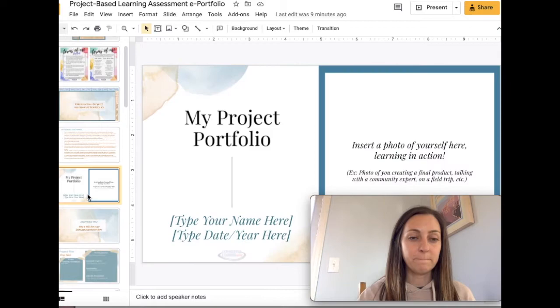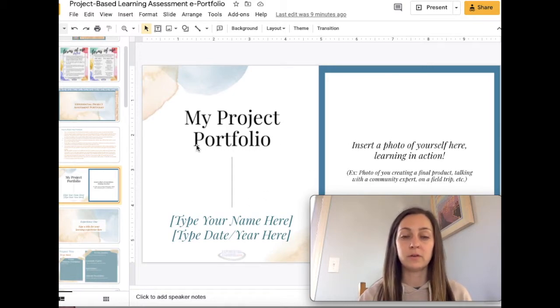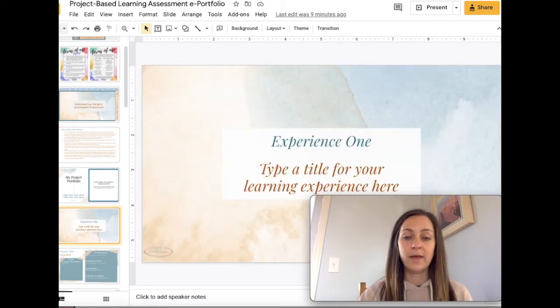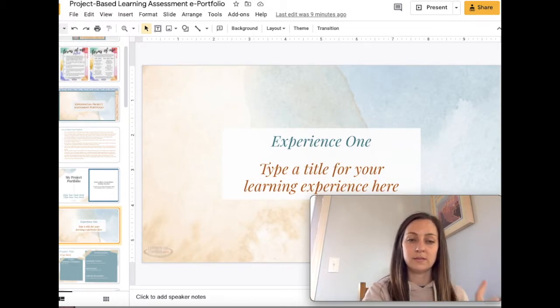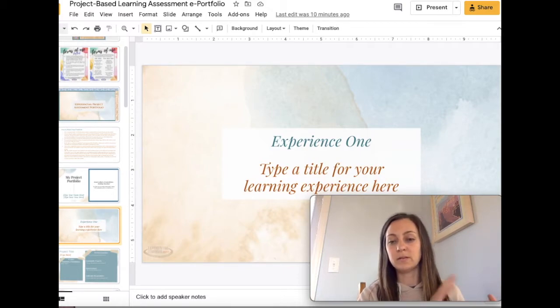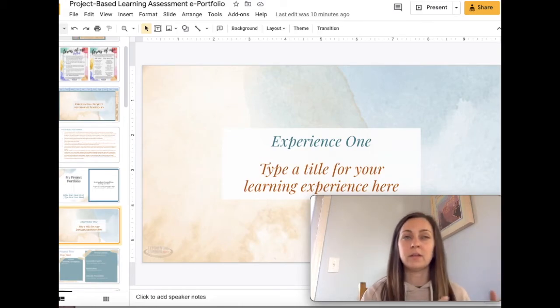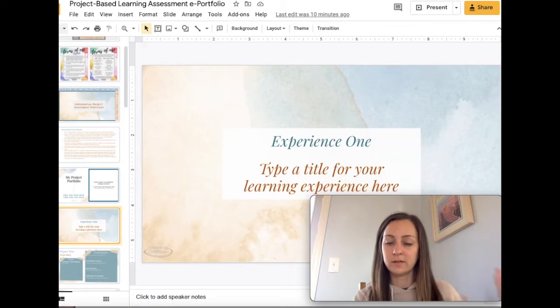Okay, so you start off this portfolio, students personalize it. They write in their information, they put a picture of themselves, and it becomes theirs. It's their baby that they're going to be working with for the rest of the session. Then they complete project-based learning experiences, they design the experience, they have the experience, they self-assess, they do the rubrics, they do a reflection, they communicate with their community experts, all the things that are project-based learning.